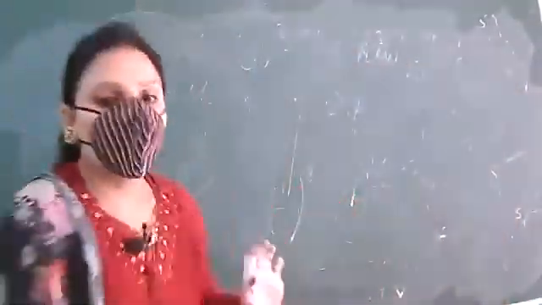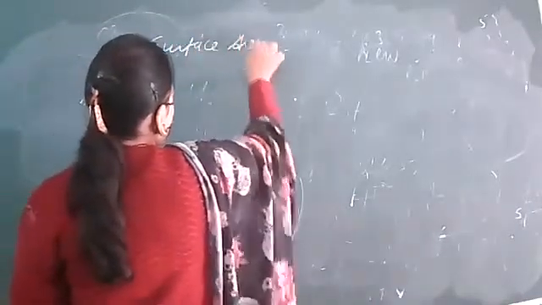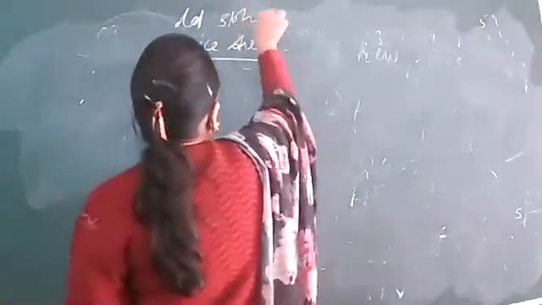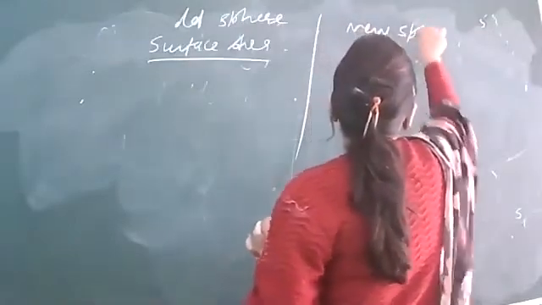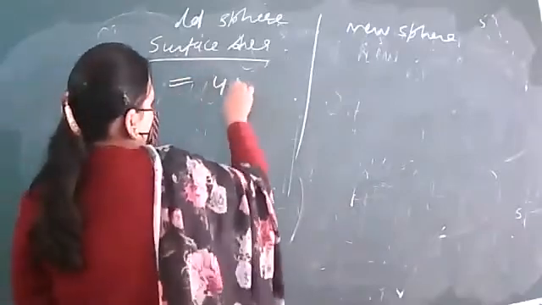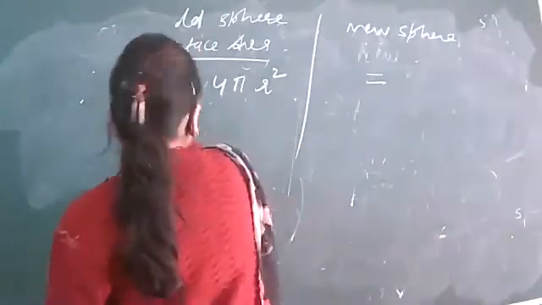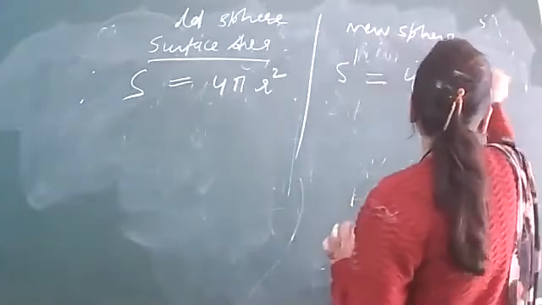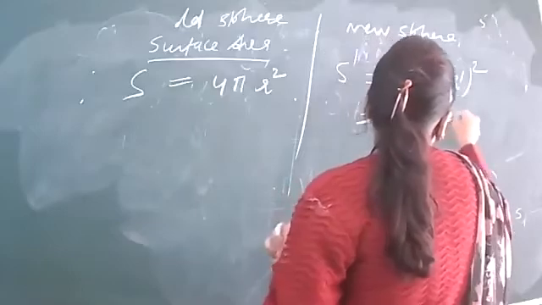So हम लिखते हैं surface area. यहाँ पे लिख दो old sphere, and here you write new sphere. Old sphere surface area is 4 pi r square, and the new sphere surface area, this is S dash, is 4 pi r dash square. So this is equal to 4 pi times 3r square.